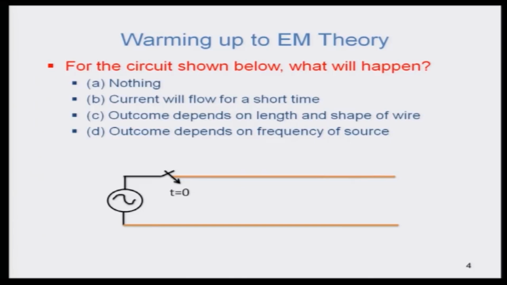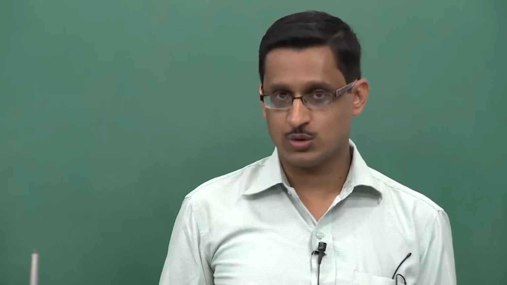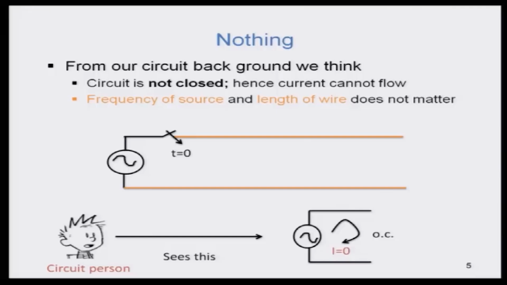Now one can possibly come up with different answers. The first answer that one would come up with is that nothing will happen. Then one can say, no, current will flow for some time and then nothing will happen. One can also say that the problem is not completely defined, in the sense that I have not told you the length and the shape of the wire. I have also not told you the frequency of the source. Would all these things matter? Let us look at each of these responses individually and understand where the limitations of circuit theory lie.